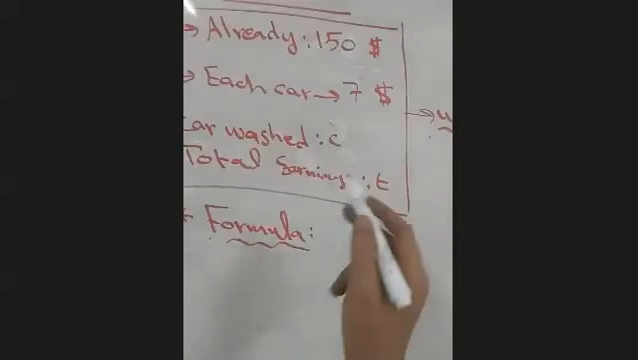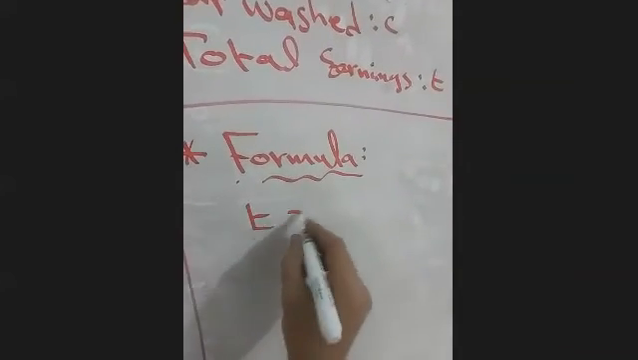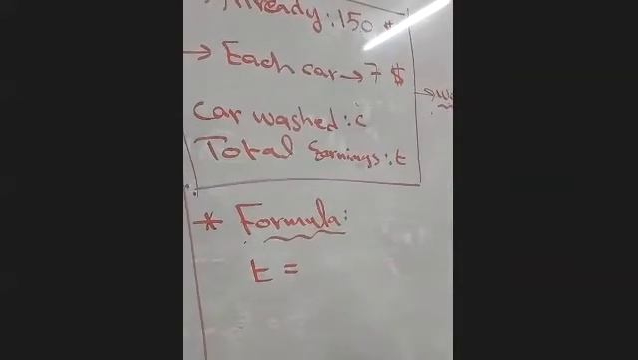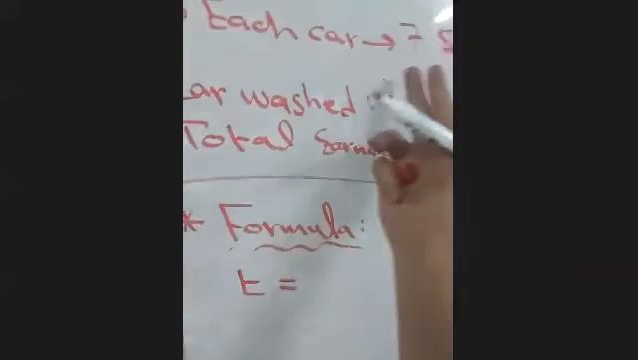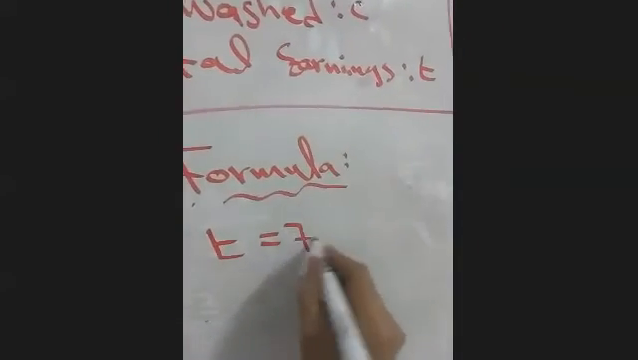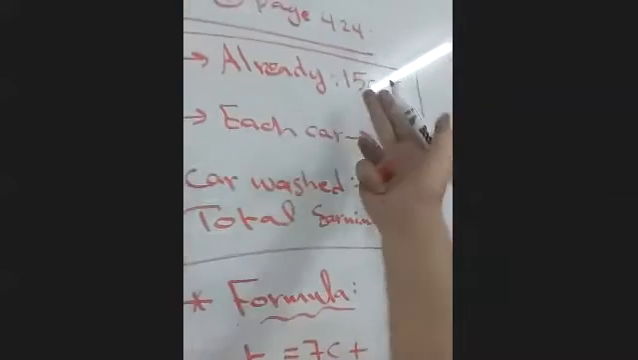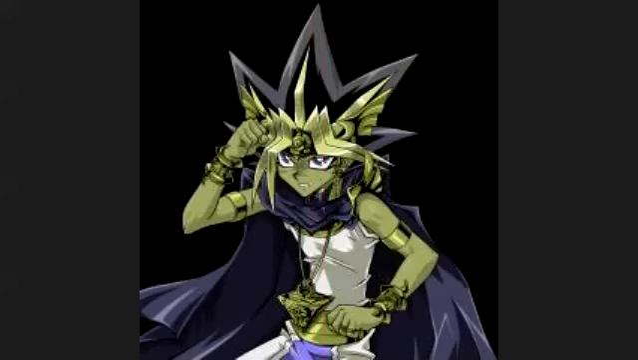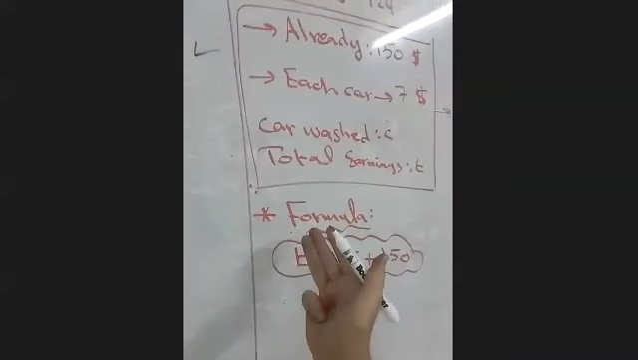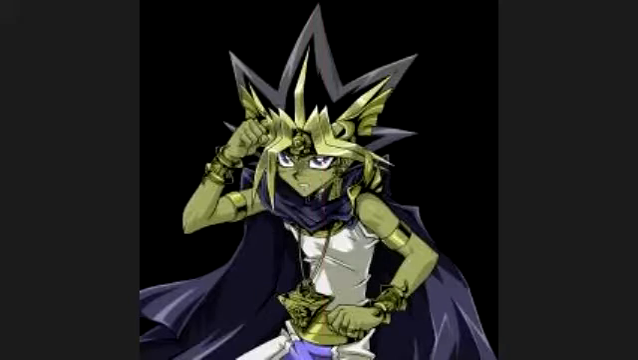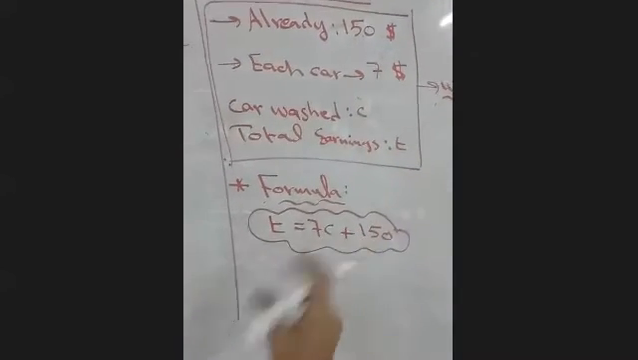Now here, let's go back to our question. T is the total money. They have 7C, right? Because each car is $7, we have C cars, so 7C. Plus, they have already how much? $150. So plus $150. What is this, Amr? This is the formula for the question. Yeah, the equation, the formula.